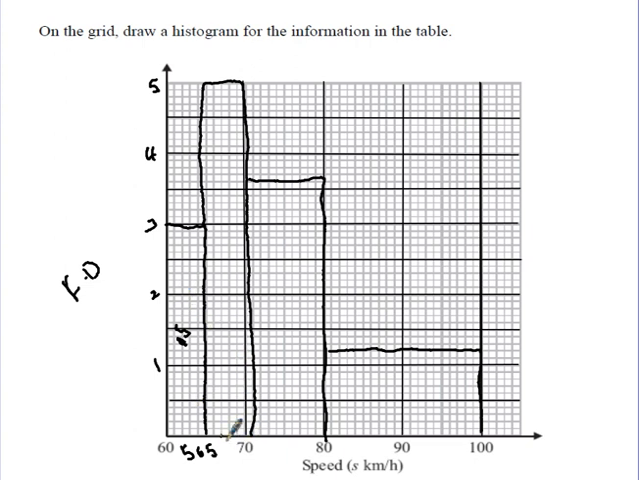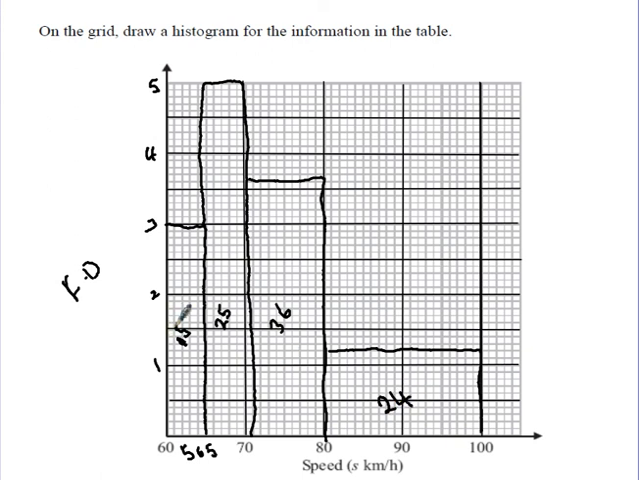This one, it's 5 wide there, and it goes up to 5. So it's 5 times 5, so the area of that rectangle is 25. This one is 10 and it goes up to 3.6. So the area of this rectangle is 10 times 3.6, which is 36. And this final one is 20 wide and it goes up to 1.2. So 20 times 1.2 is 24.